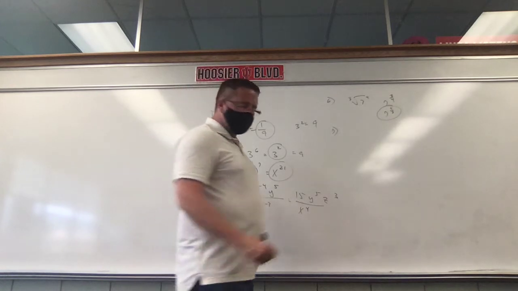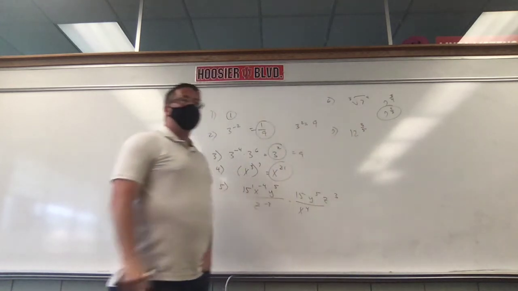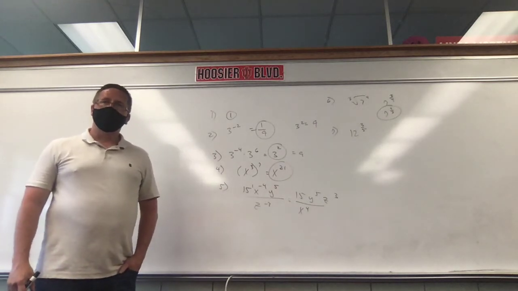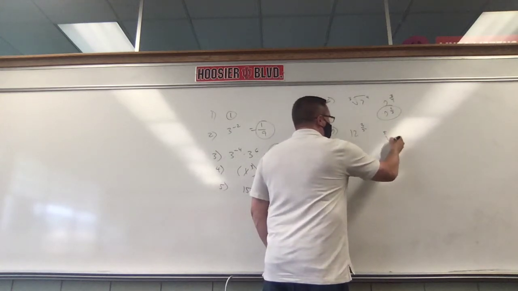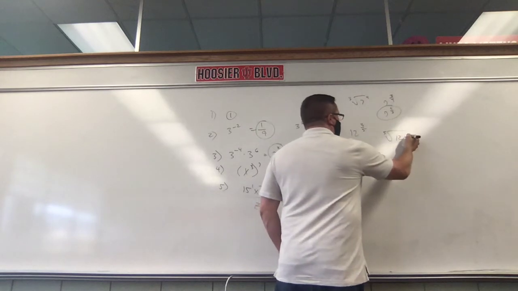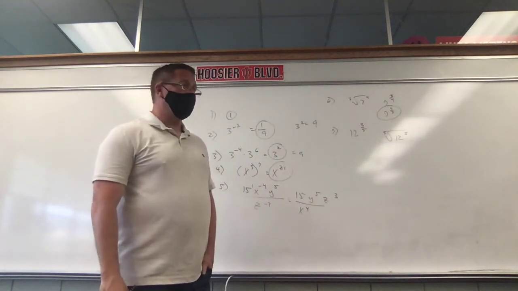Okay, 12 to the 3/5. Now we're working backwards. I want you to write that with radicals. What's the first thing I'm going to write? Why? It's the last thing I wrote. When I wrote that, 5 was the last thing I wrote, so I'm going to write the 5th root of what? 12 to the what? Done. Those are ones that shouldn't take you more than about 5 seconds.